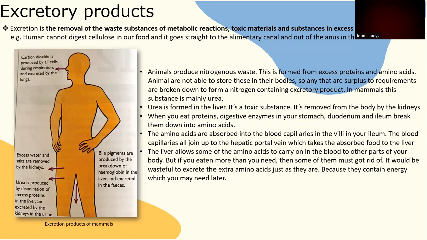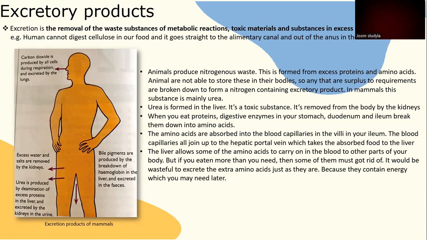Animals produce nitrogenous waste. This is formed from excess proteins and amino acids. Animals are not able to store this in their bodies, so any that are surplus to requirements are broken down to form nitrogen-containing excretory products. In mammals, this substance is mainly urea. Urea is formed in the liver. It is a toxic substance. It is removed from the body by the kidney.